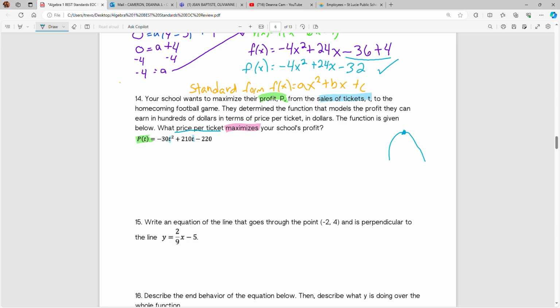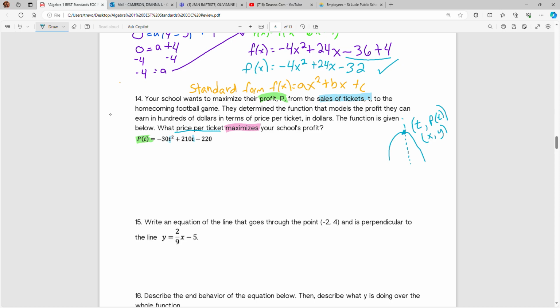And in order to do that, this is actually on our quadratic function. This is where our axis of symmetry is. And we need our T for P of T, right? Because this is what our X, Y values would look like for our function. So to find that, we're going to use that formula.